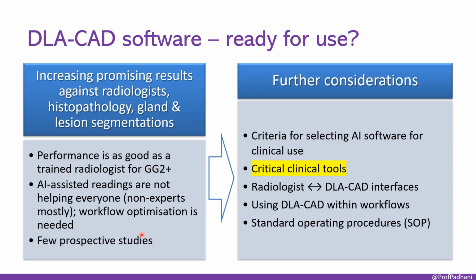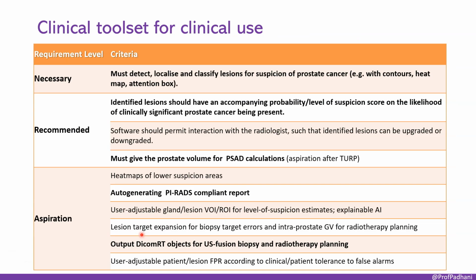Again, necessary, recommended, aspirational. What must it do for you? Absolutely necessary. Detect, localize accurately with contours or heat maps, and classify suspicious lesions. And critically, provide some kind of probability or suspicion score for clinically significant cancer for those lesions. That's the core function you need. What's recommended on top of that?